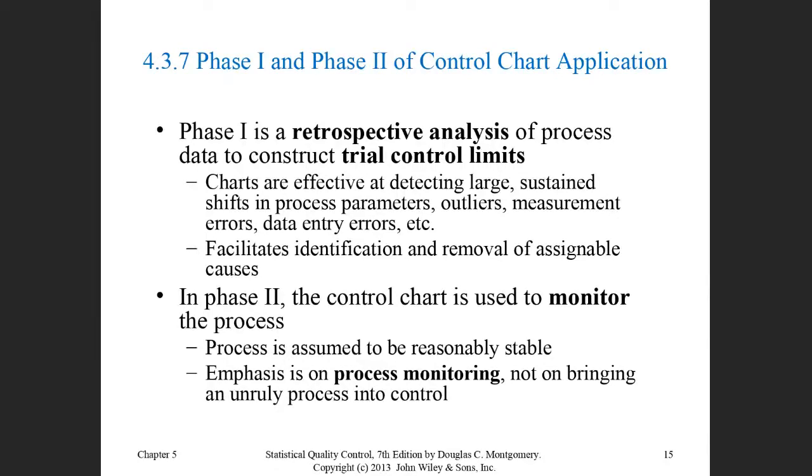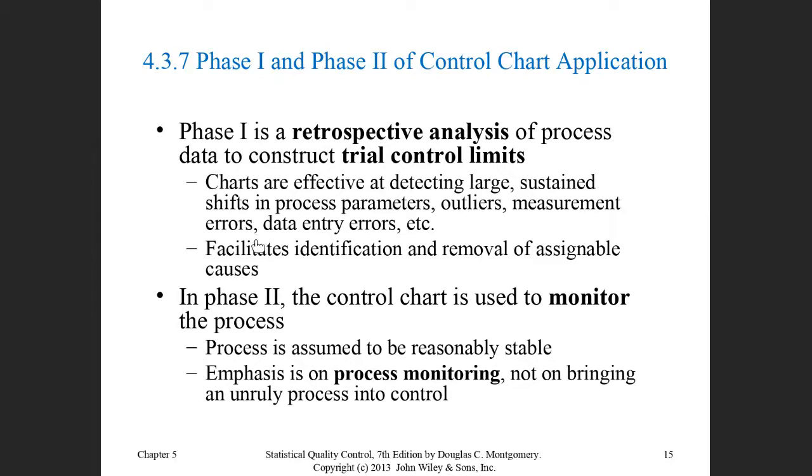Phase 1 and phase 2 of control chart application. Usually phase 1 is to correct the process and put it in control after it was out of control, and we call that retrospective analysis, or phase 1. In that case, the charts are effective in detecting large sustained shifts in process parameters, outliers, measurement errors, and all that.